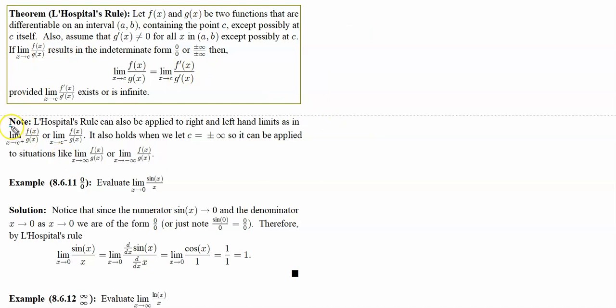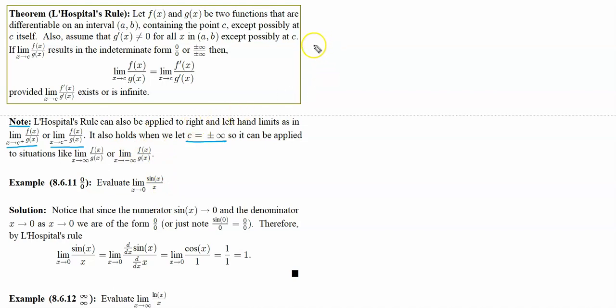Now there's one other thing to note here before we look at some examples. L'Hopital's rule can also be applied to left and right hand limits, like these two, limit as x approaches c from the right or c from the left. You can also apply L'Hopital's rule to limits when c is plus or minus infinity. So you can apply L'Hopital's rule to situations like this, limit as x approaches infinity of f over g, or limit as x approaches negative infinity of f divided by g, as long as the limit is of the form 0 over 0 or infinity over infinity.